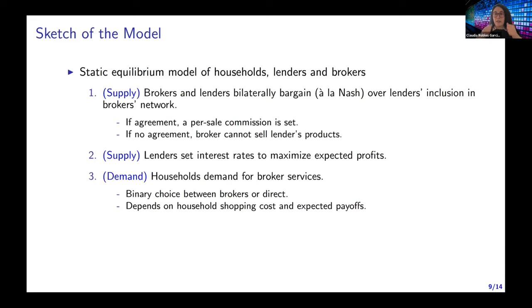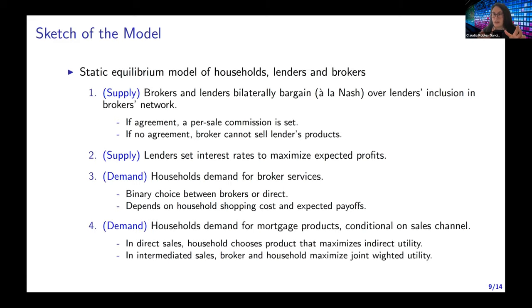Now, once they have committed to a distribution channel, brokers or direct sales, they're going to choose a mortgage that maximizes their payoffs. I'm going to assume that consumers going directly to banks are going to choose the product that maximizes their indirect utility. Okay, they're going to have a payoff function, and they're going to choose the product among their choices that maximizes that indirect utility.